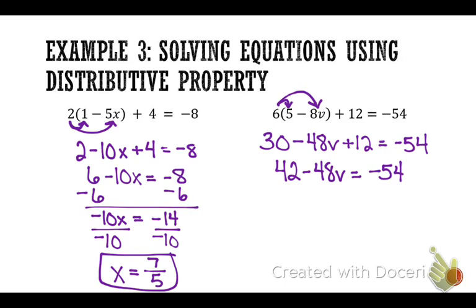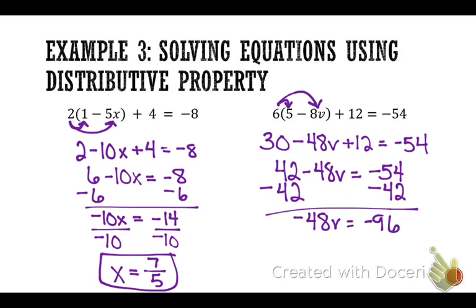The next step, what you want to do is you want to find the like terms. Okay, I think we did that, so we need to move something over here on the left side. Which one would I move first? 42. Very good. And would I add it or subtract it? Subtract. Very good. Subtract 42 to the other side. Would I add 54 and 42 or subtract them? Add and keep. Very good. Negative 48v equals negative 96.